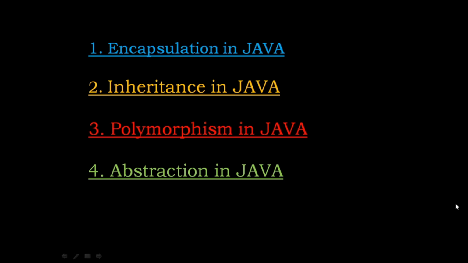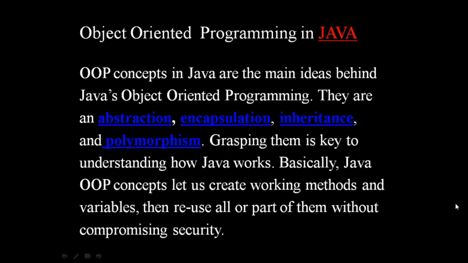So in this video we will be discussing the OOP concepts in Java. So what does OOP concepts mean? In Java, OOP concepts are the main ideas behind Java's object-oriented programming approach. They are abstraction, encapsulation, inheritance and polymorphism.